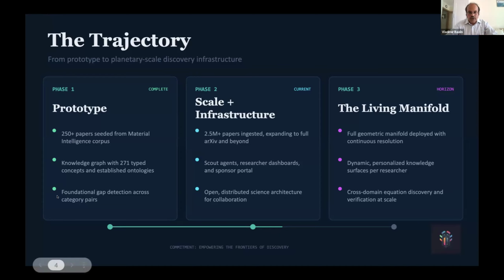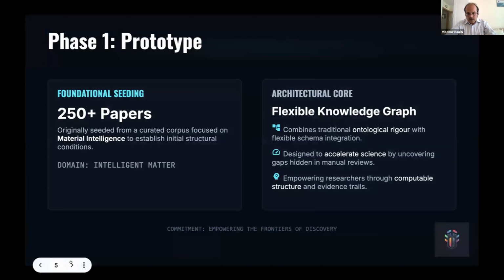Then in our second stage, we scale up to also add researchers and their preferences and what equipment they use, and finally to get a manifold, which goes beyond the publications, to an interaction with the entire knowledge. So then you go here. This is a prototype.